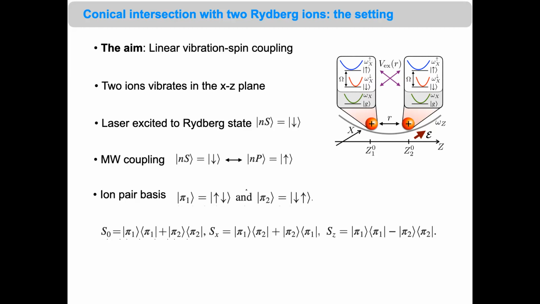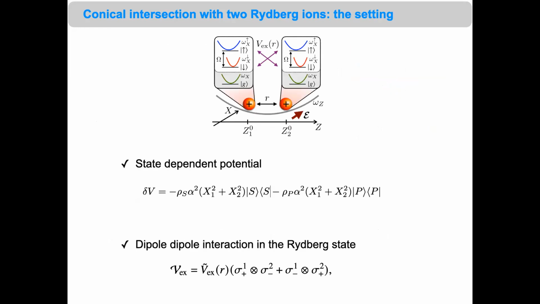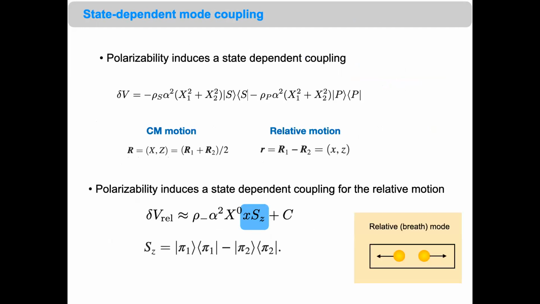Now we will consider situations in which either one of the ions is in P, but not both of them, because of the blockade. In this case, we can define some pseudo-spin operators using this pair basis. Now we use this state-dependent potential. Given the previous discussion for one ion, if we now have two ions, they will have Coulomb interaction. The Coulomb interaction will change the vibrational structure such that there is a central mass motion and a relative motion.